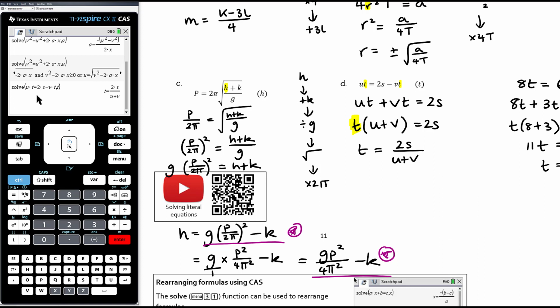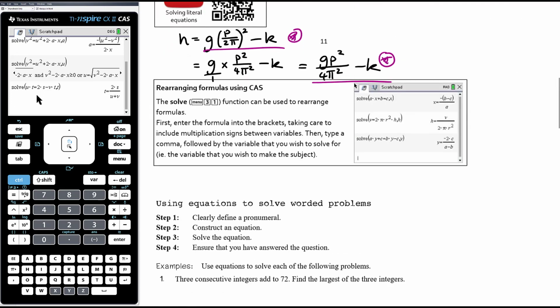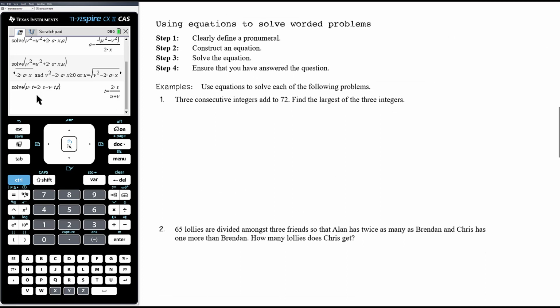The multiplication's added in there, and it's rearranged to make T the subject, and it's got the same answer that we did. T equals 2S over U plus V. Okay, let's have a look at using equations to solve worded problems.